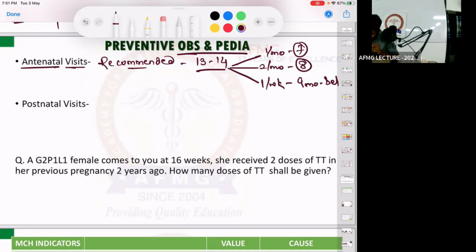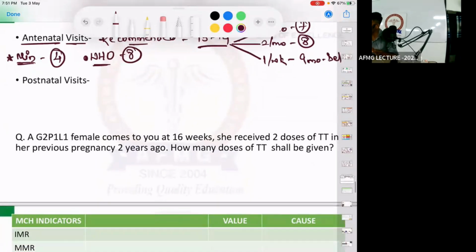Next, if I talk about minimum antenatal visits, what would be your answer? So according to the Indian scenario, it is 4. Minimum antenatal visits was 4. You are sitting with 3 in your mind, forget that. Minimum WHO antenatal visits are now recommended 8. Previously theirs was also 4. No issues with this now.